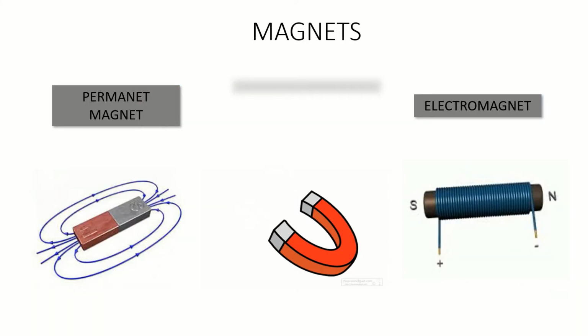Permanent magnet. A magnetic material keeps its magnetic behavior forever. In a permanent magnet, at high temperature, it loses the magnetic behavior. Electromagnet. An electromagnet is created by electricity.